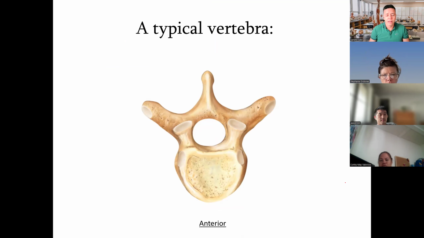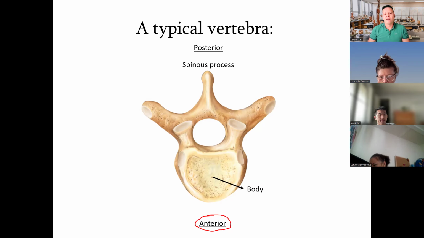This section right here is anterior, so this is the front. And then we have the back, posterior. Right here is where the intervertebral disc is going to be found. This is what we call the body of the vertebra. Then we have the spinous process of the vertebra, and we can feel the spinous process. If you take your fingers and run down your vertebra, you can feel all those bumps. You are feeling the spinous process of the vertebra.